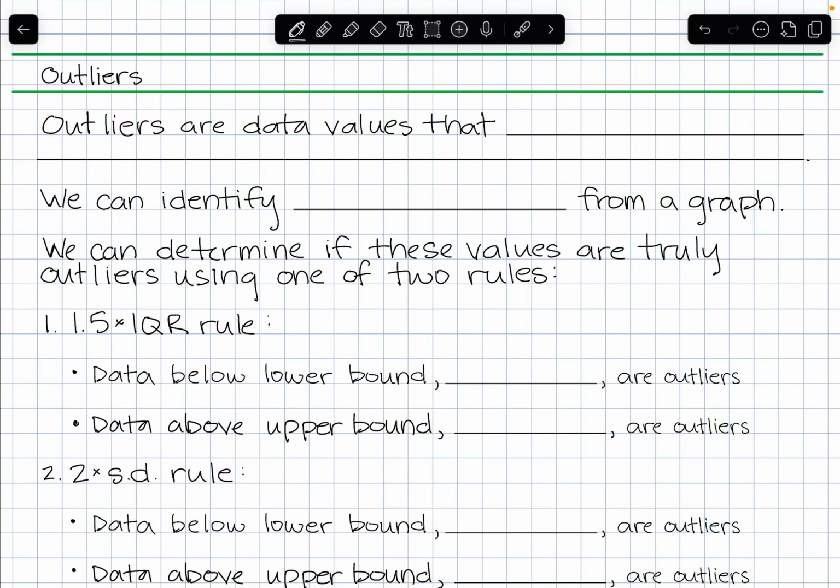In this video, we're going to talk about an idea that we mentioned in our last video on box plots, and that's the idea of an outlier. Outliers are extreme data values that don't fit the pattern of the rest of the data.